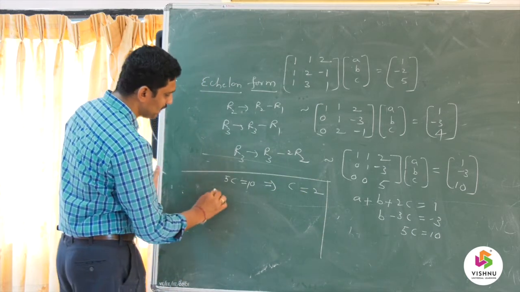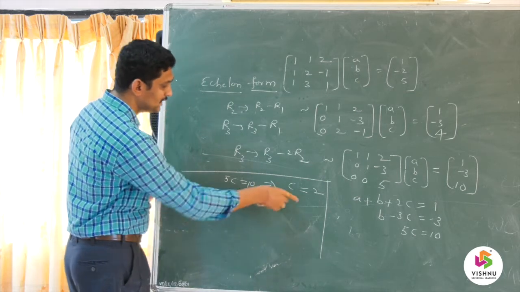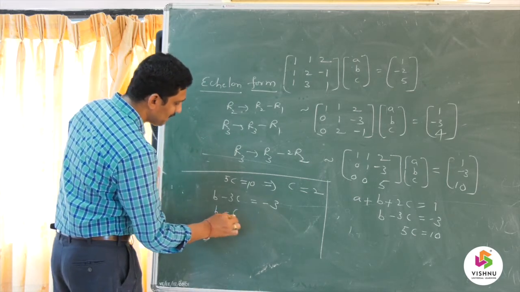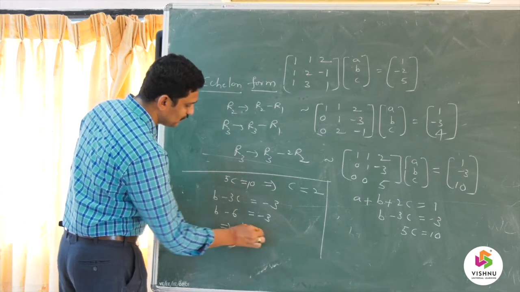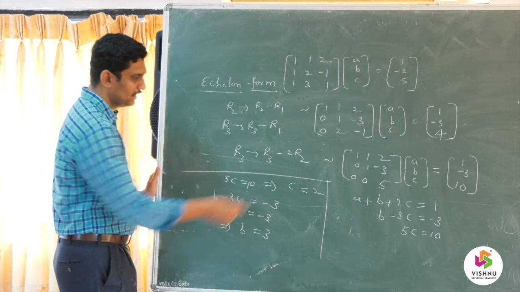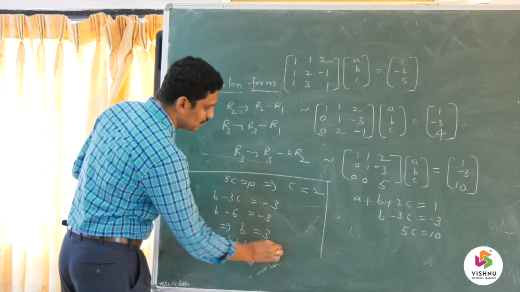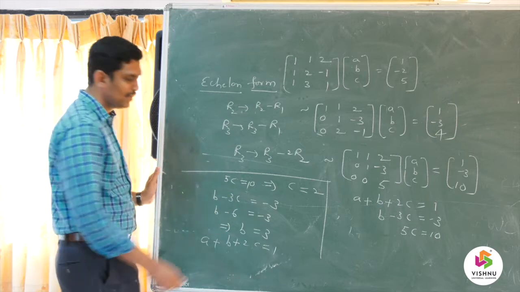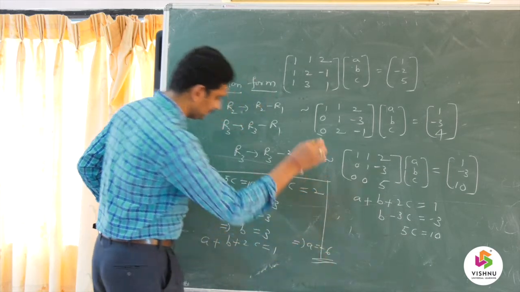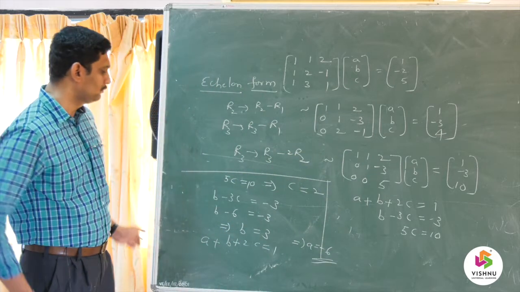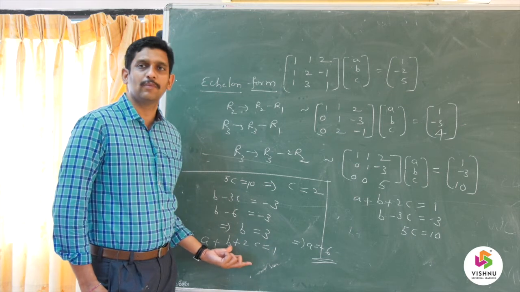And from the second equation we have B minus 3C is equal to minus 3. Since C is 2 here, B minus 6 is equal to minus 3, which implies B is equal to 3. Again, you have A plus B plus 2C is equal to 1. If you substitute the C and B values here, you will get A is equal to minus 6. Right. So in this way, you are going to solve all kinds of problems.